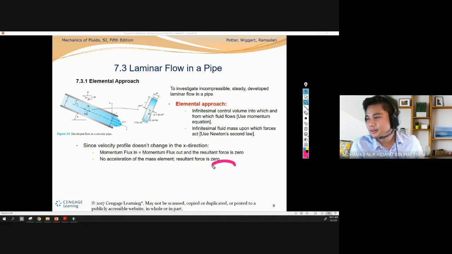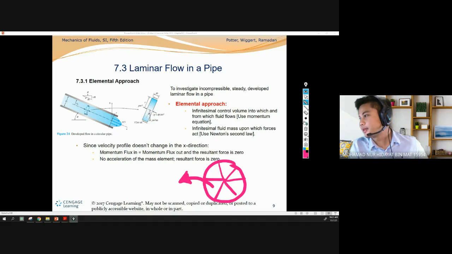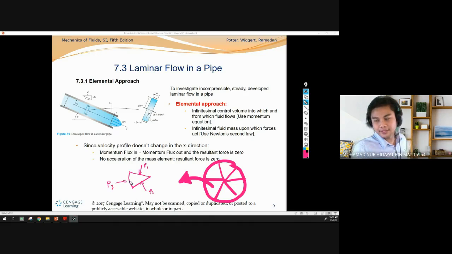Normally the pizza will be cut like this. So element means we take only a small portion. For example, we take out this, only one small element. And then we analyze what happened to the pressure at 1, what happened to the pressure at 2, what happened at 3. So what happened to the force, pressure times area.